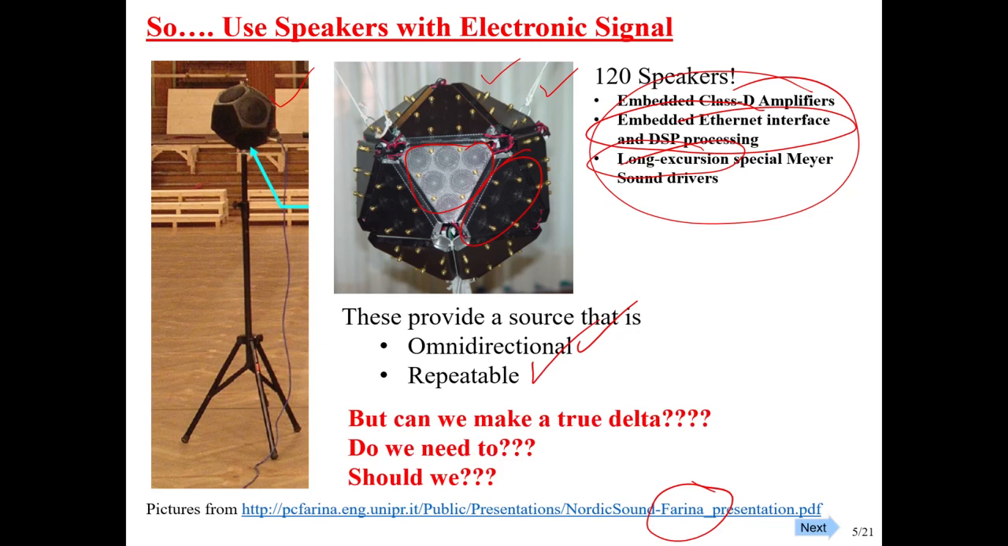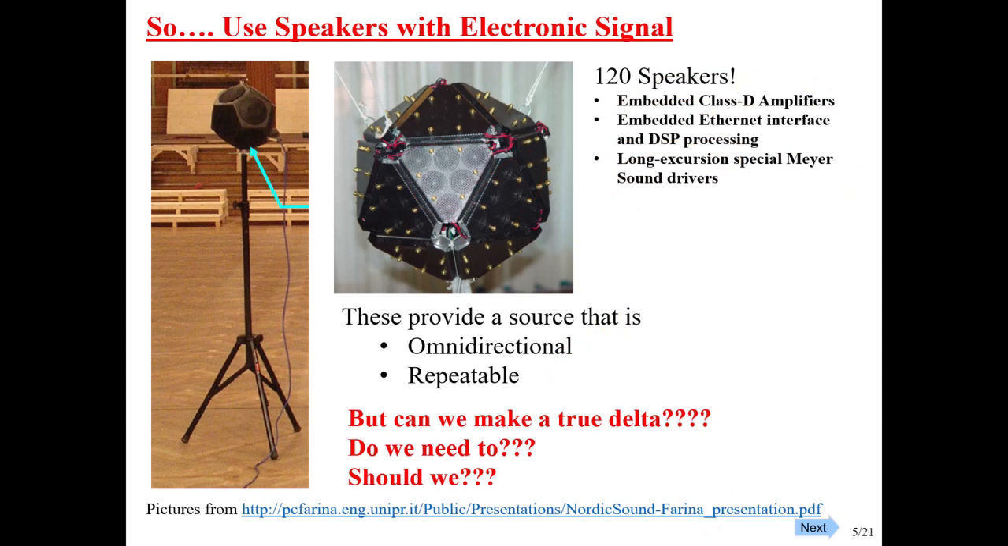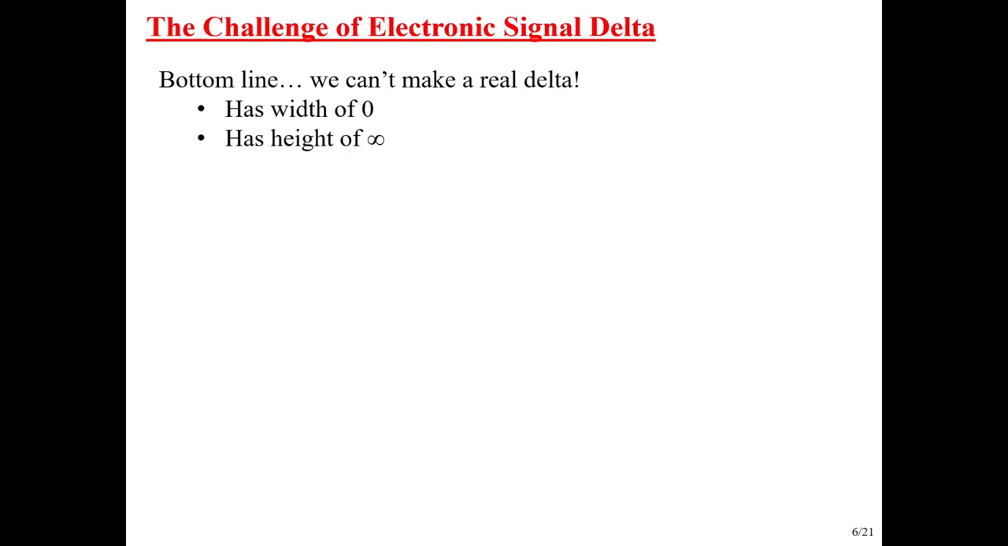But can we make a delta function from this? We've been focused on making a delta function. And so the question then becomes, well, do we need to, and should we make a delta? So there are some issues there. So here's the challenge of making an electronic signal that looks like a delta function. And this is true for the room scenario, going through a speaker setup like Farina just showed, or just shoving this into a piece of audio equipment to measure the frequency response of that.